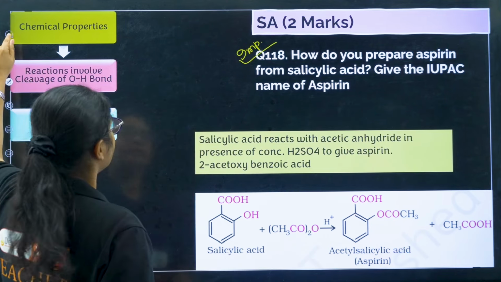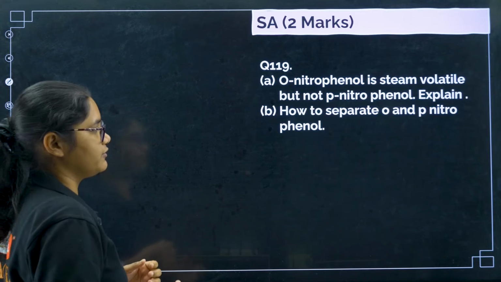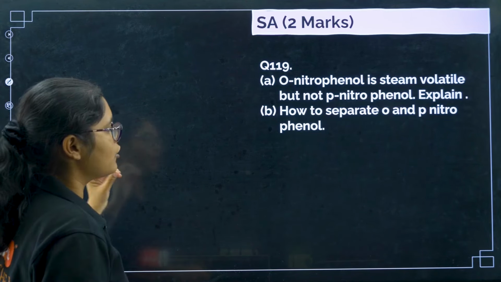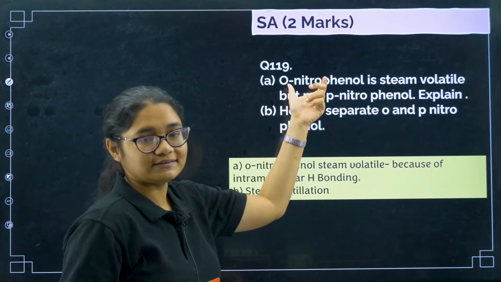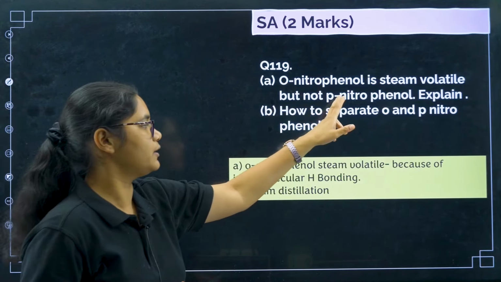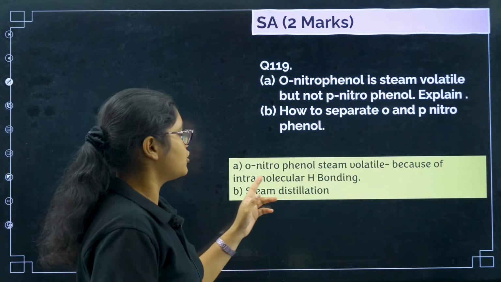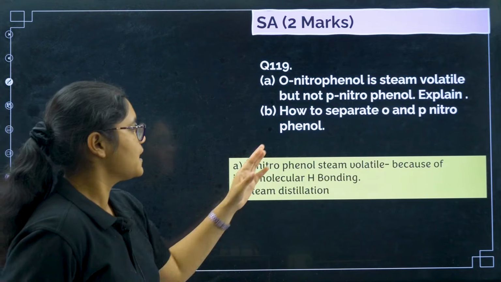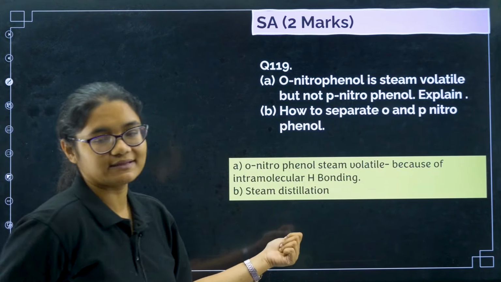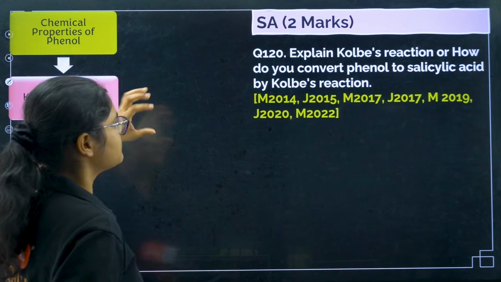Okay. Next we have, orthonitrophenol is steam volatile but paranitrophenol is not. Explain how to separate ortho and paranitrophenol. Orthonitrophenol has intramolecular hydrogen bonding, paranitrophenol has intermolecular hydrogen bonding. So orthonitrophenol is steam volatile because of intramolecular hydrogen bonding. How to separate ortho and para? You can separate them by using steam distillation. So these are some of the small questions.